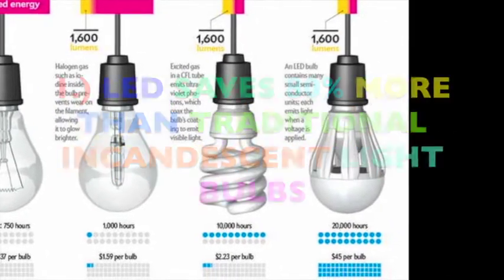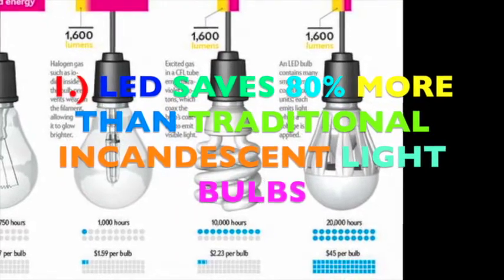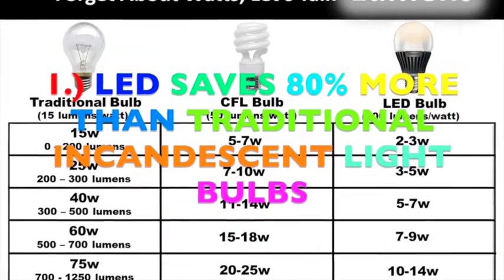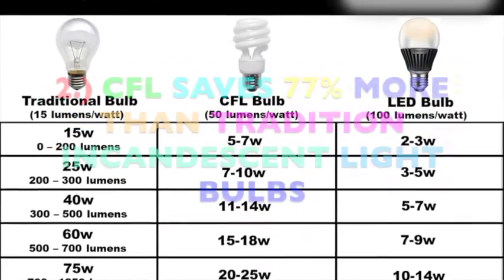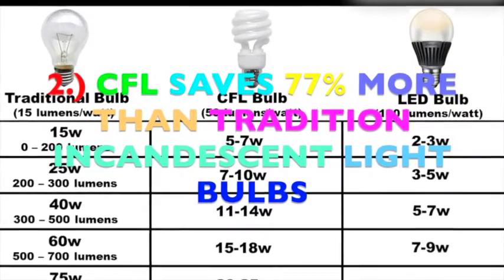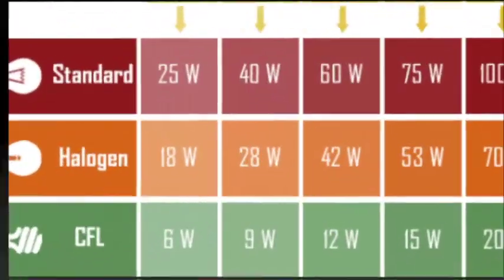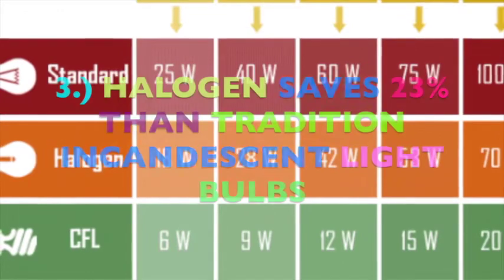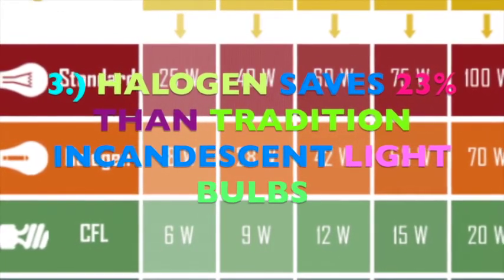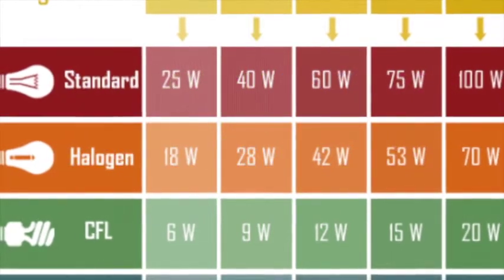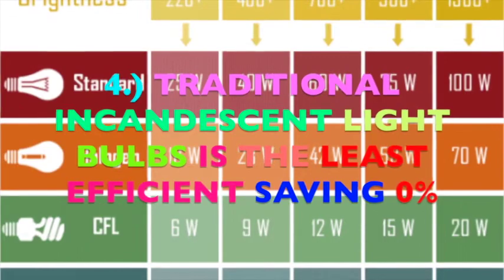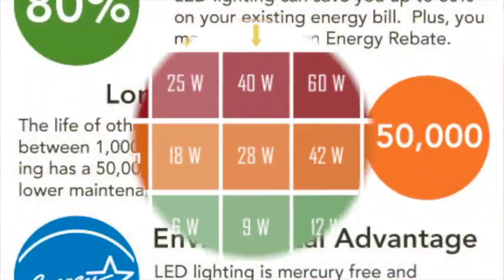Brightness efficiency. 1. LED saves 80% more than traditional incandescent light bulbs, making it the most efficient of them all. 2. CFL equals 77% more than traditional incandescent light bulbs, but wastes more watts than LED though. 3. Halogen equals 23%, slightly saves more than traditional incandescent light bulbs, but not as good as the previous 2. 4. Traditional incandescent saves 0%, making the least effective.